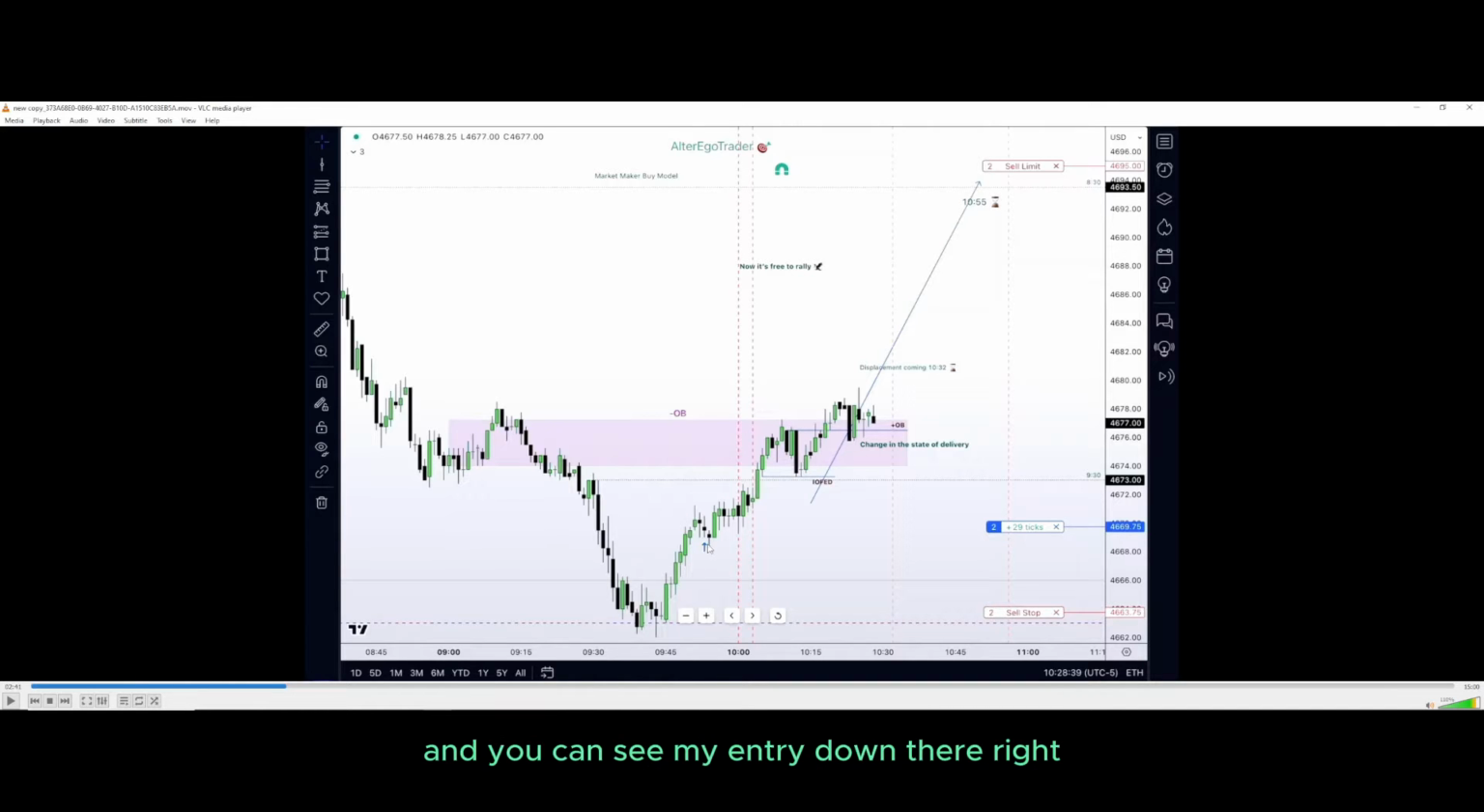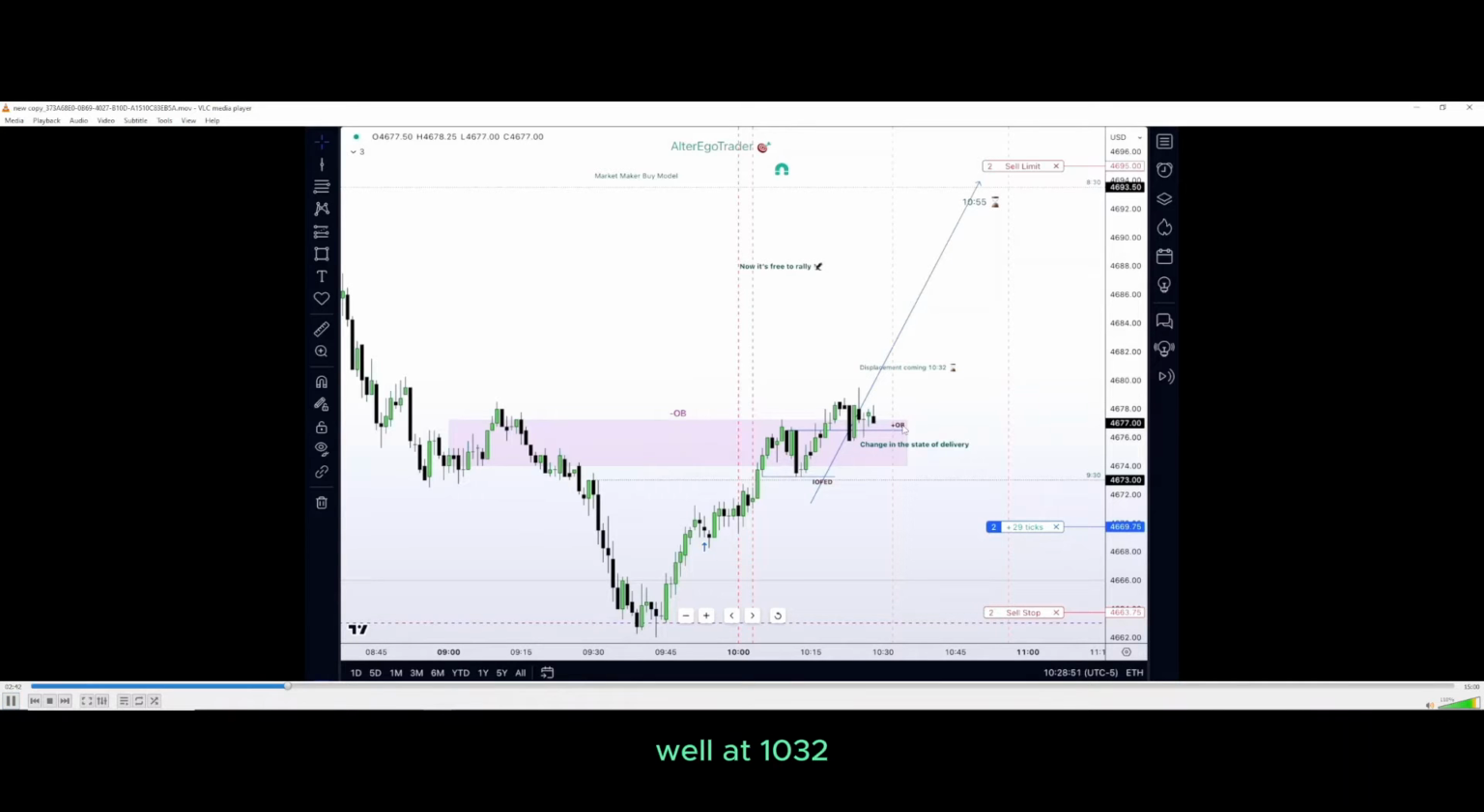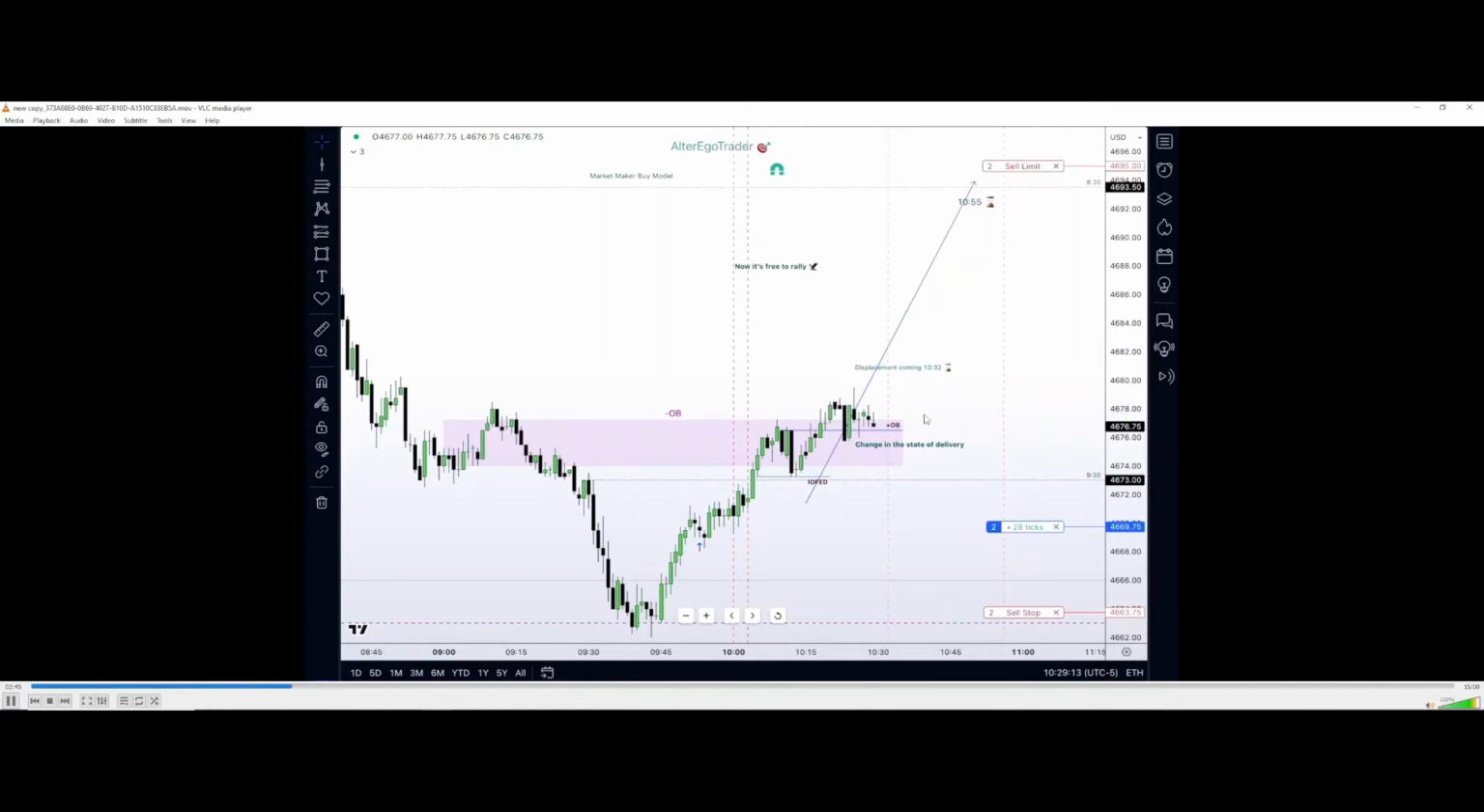I'm going to show the TradingView chart, and you can see my entry down there. That's where I entered, and price was trading higher, went through that order block, reclaimed the order block, and I said there's going to be displacement at 10:32. Let's see what happened at 10:32. At 10:32, price ran lower with speed to do what? To run these stops.